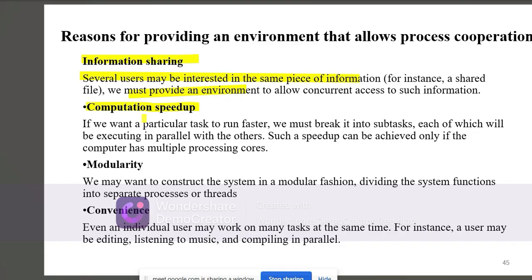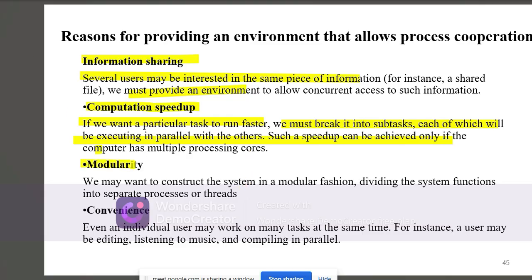Second is computational speed up. Suppose we want a particular task to run faster, so we divide a process into a number of sub-processes. Then parallel execution of the task can be done, and this may speed up the execution, but for this communication is required. We must break the task into subtasks, each executing in parallel with others. Such speed up can be achieved only if the computer has multiple processing cores.